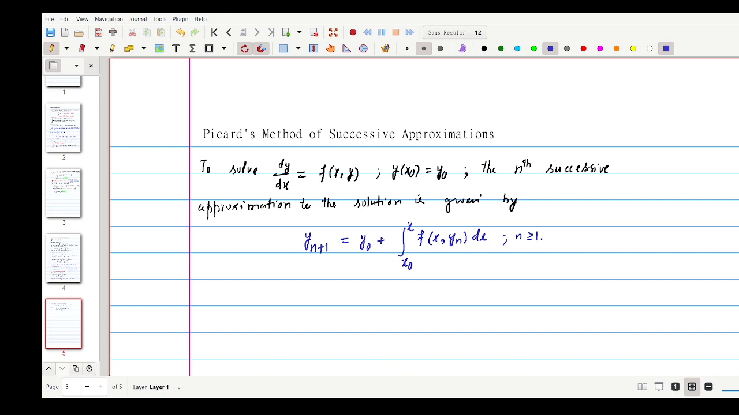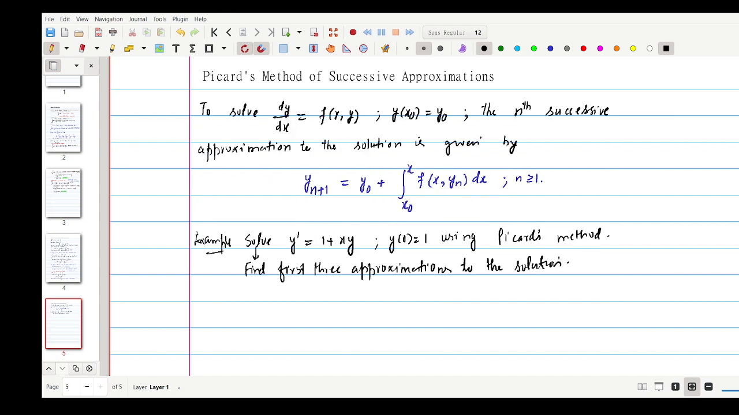We are given an initial value problem y dash equal to f of x, y with the initial condition y of x0 equal to y0. Then the nth approximation is defined as y n plus 1 equal to y naught plus integral x naught to x f of x, y n dx. So now let's take up an example to understand this properly. Again, using the Picard's method, we will obtain a series solution. So let's move towards the solution.